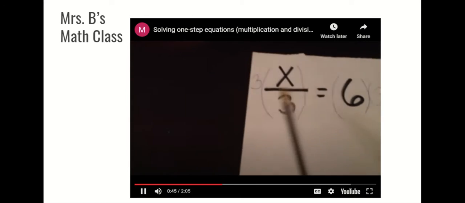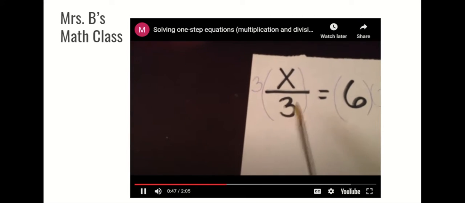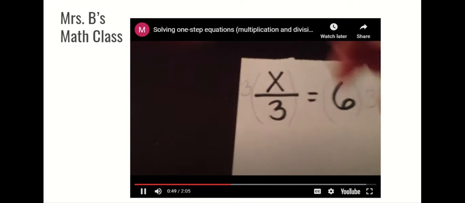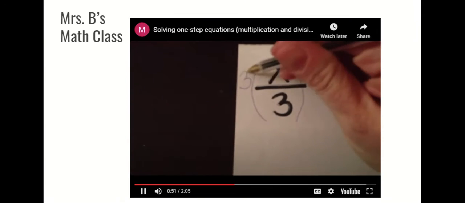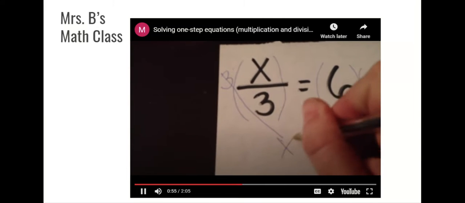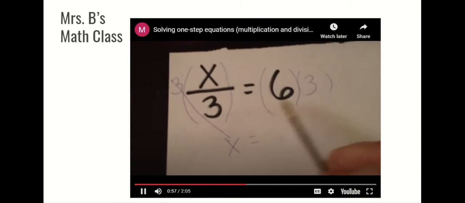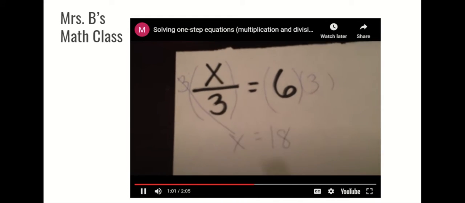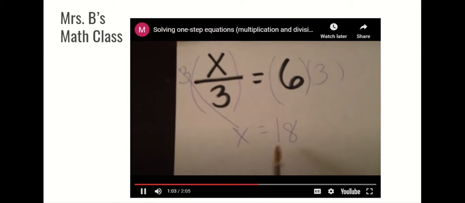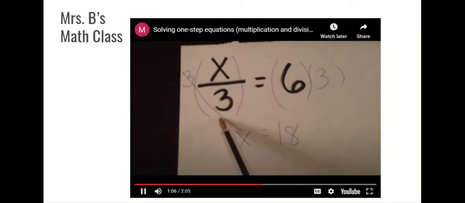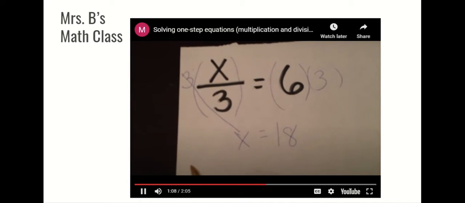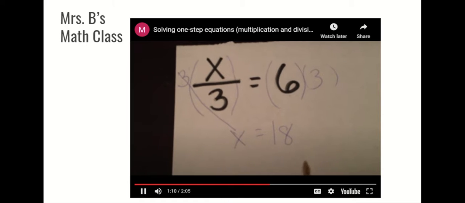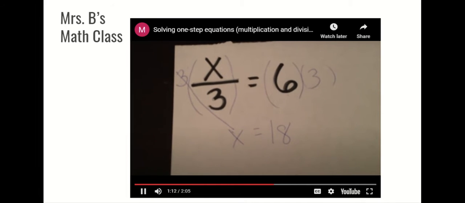And then over here, this 3 divided by 3 and multiplied by 3, that's going to cancel out. So we're going to end up with x only on the left side. And then on this side, 6 times 3, which is 18. We can go back and check that by saying x is equal to 18. So 18 divided by 3 is equal to 6, which is correct. And so we know that x equals 18 as our answer.